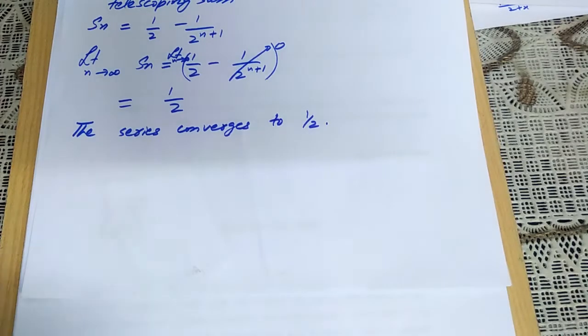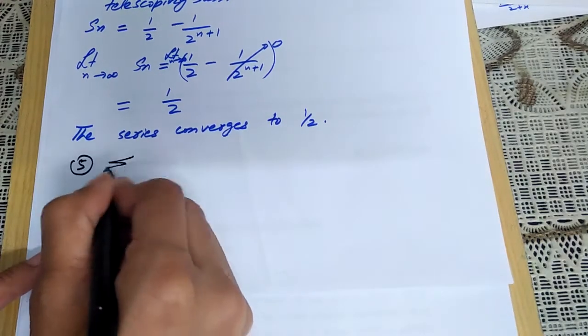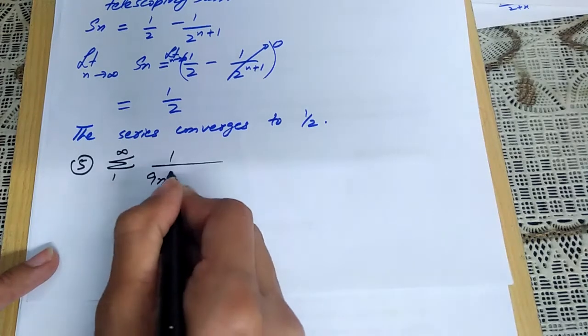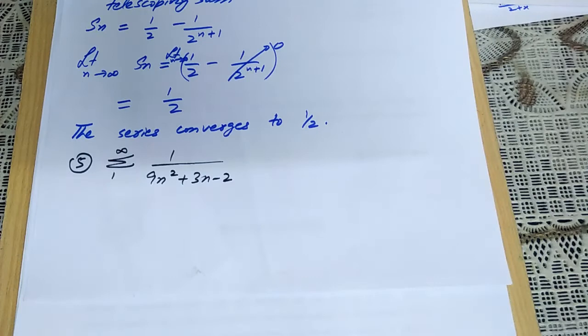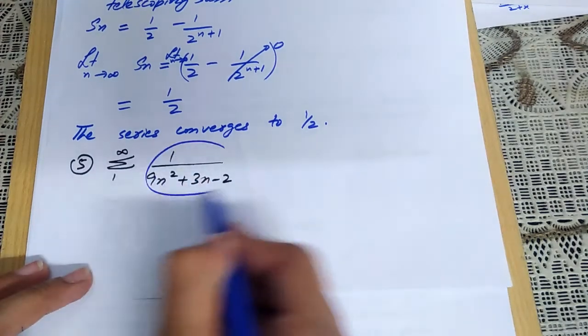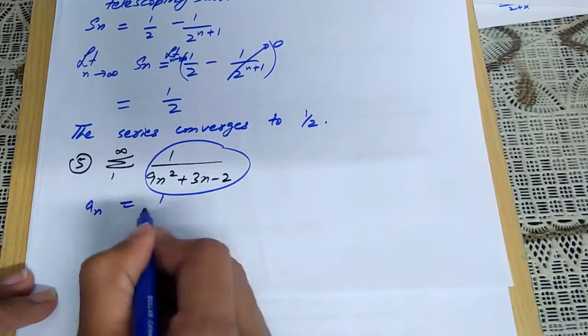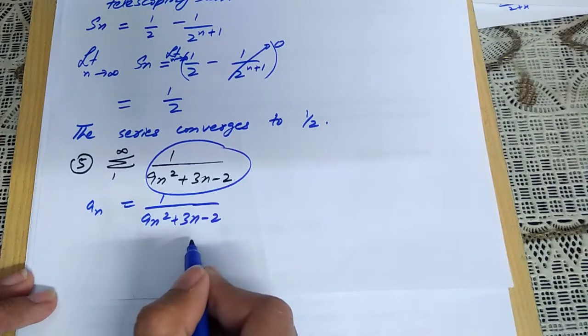Now question number 5, that is the sum of the series from 1 to infinity of 1 over 9n square plus 3n minus 2. Consider this term, let's name it an. An equals 1 over 9n square plus 3n minus 2.